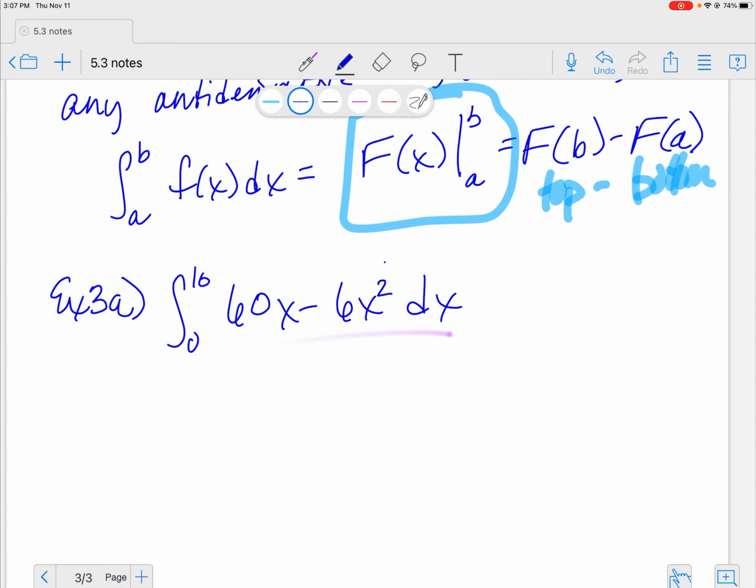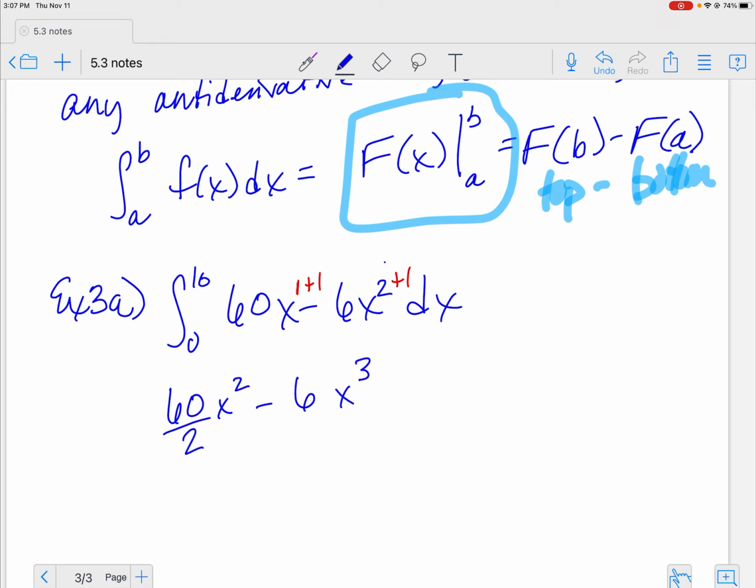Well, this is a polynomial, so I have my exponent of 1. I'm going to add 1 to those and bring it in front, right? So I now have 60x squared, bring that in front, divided by 2, minus 6x cubed, bring that in front, divided by 3. But the difference is now I'm going from 0 to 10. I like to put this little bracket in there just because then I know, oh, that is contained, right? Okay, clean it up a little.